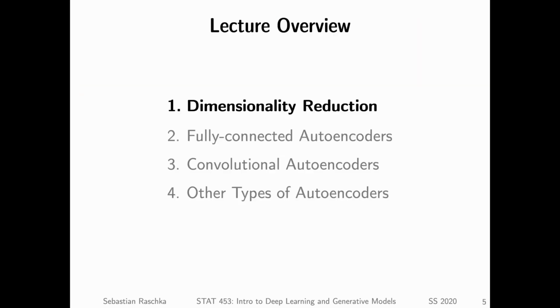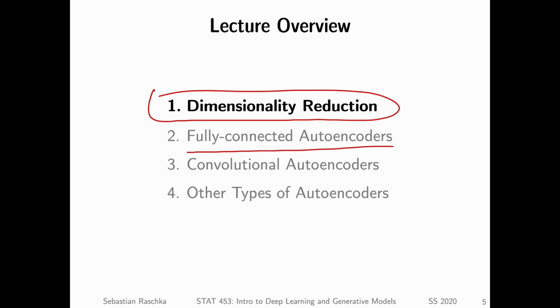The lecture is divided into 4 parts. So the first part will be more general about dimensionality reduction, just to give you some motivation of what dimensionality reduction is and why we care. In the second part, we will then introduce the fully connected autoencoder, which is the simplest type of autoencoder, using fully connected layers, similar to a multilayer perceptron. And then we will extend that concept to convolutional autoencoders, and then also briefly talk about other types of autoencoders.